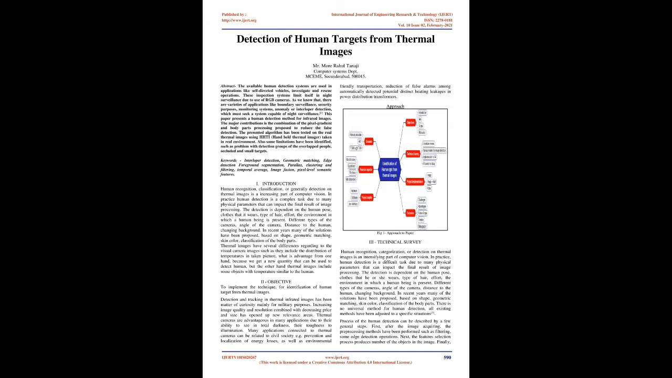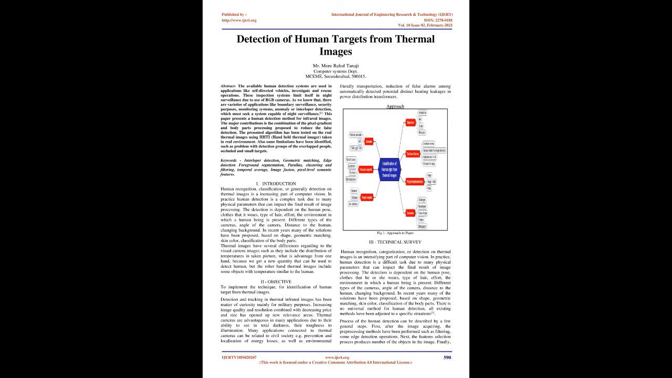As we know, there are varieties of applications like boundary surveillance, security purposes, monitoring systems, anomaly, or interloper detection, which must seek a system capable of night surveillance. This paper presents a human detection method for infrared images.